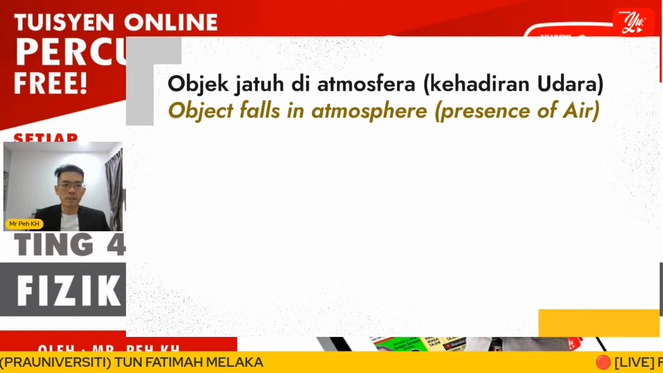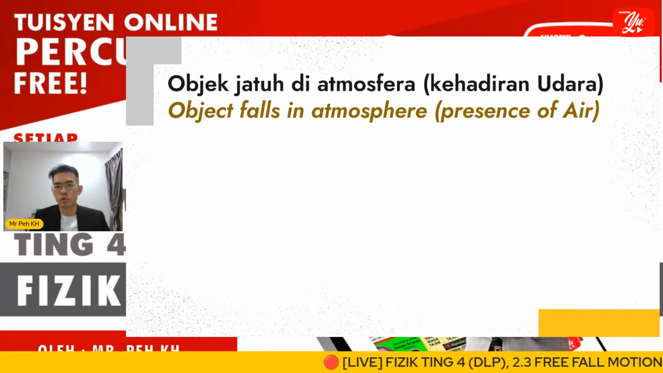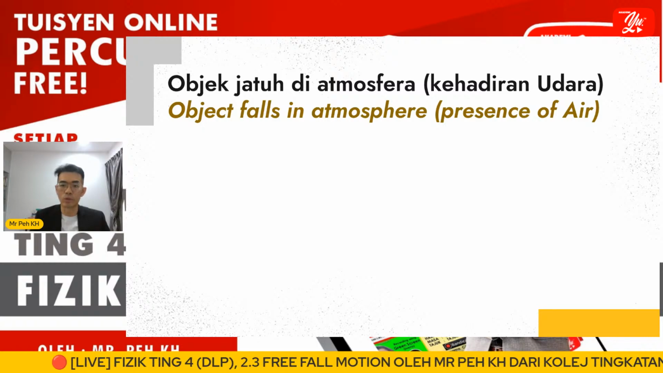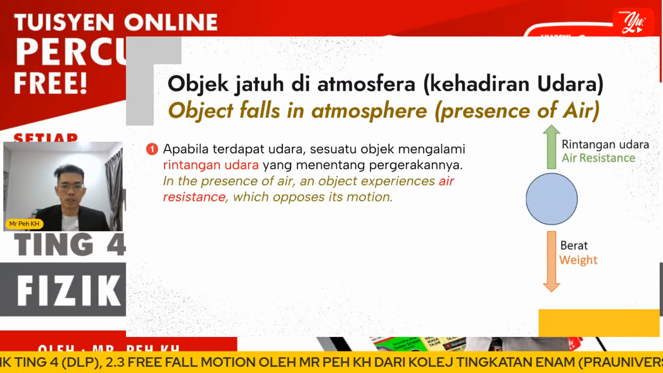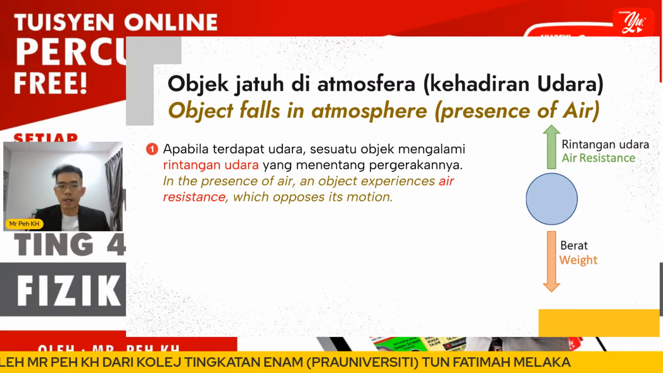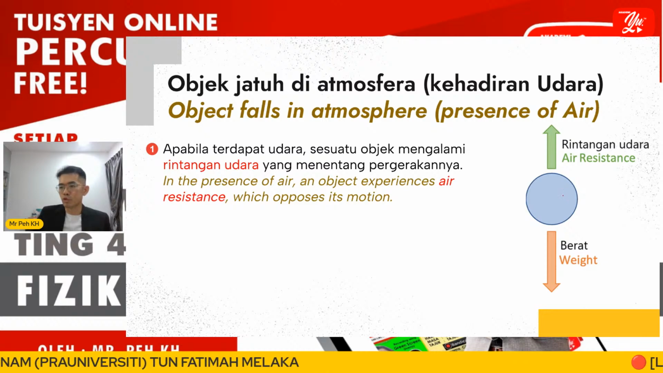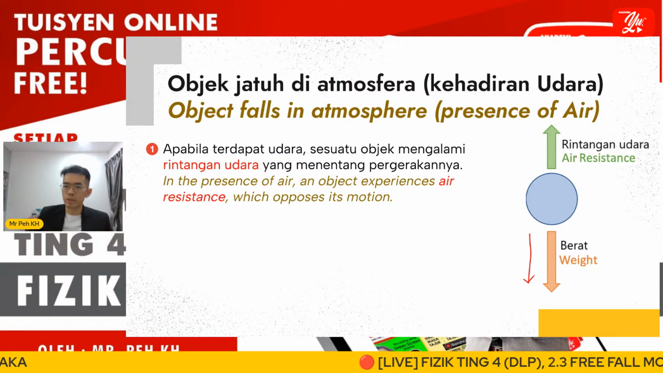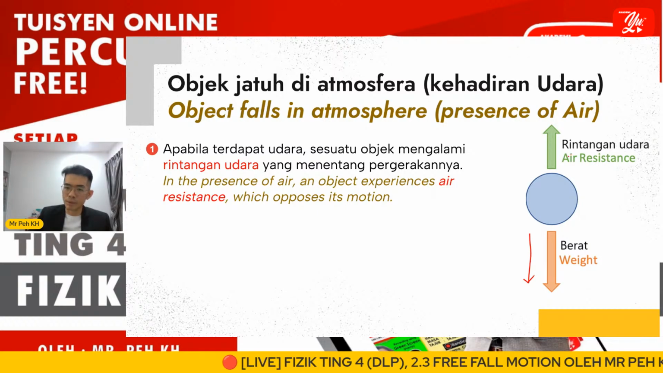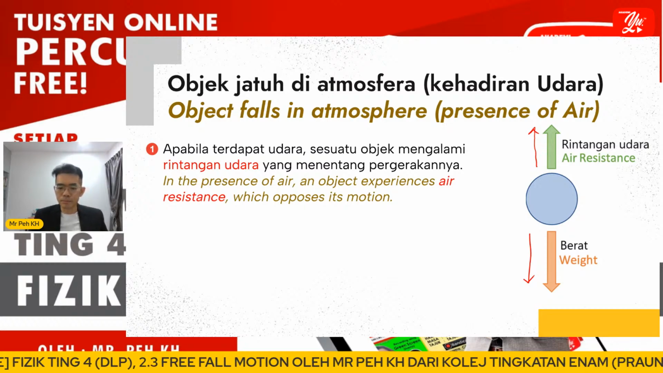Next, we discussed objects falling in the atmosphere, where there is the presence of air. This is the actual situation we observe every day. In the presence of air, an object experiences air resistance, which opposes the motion. When we drop an object, the object is moving downward, so the air resistance acts in the opposite direction, which is upward.